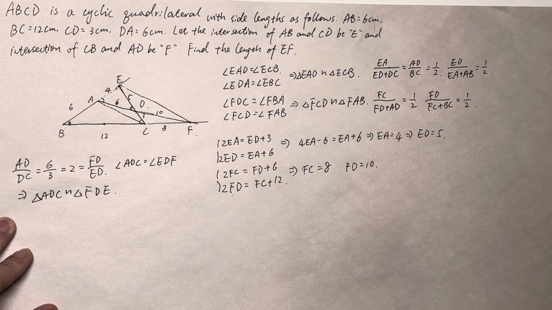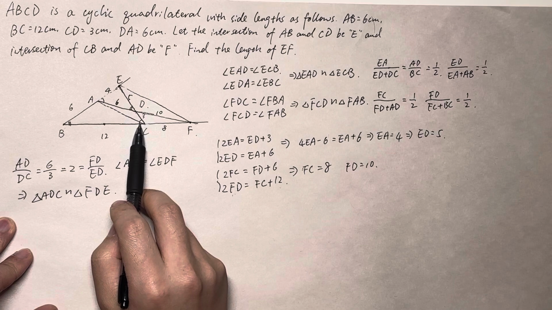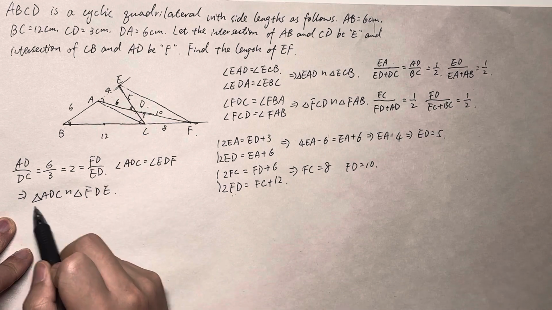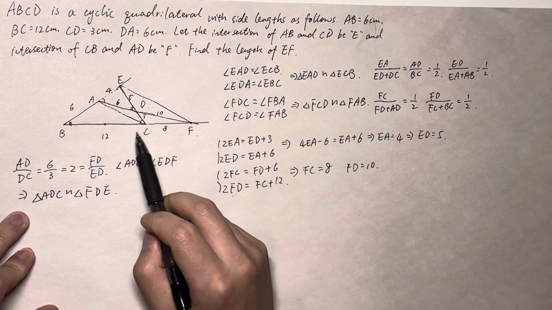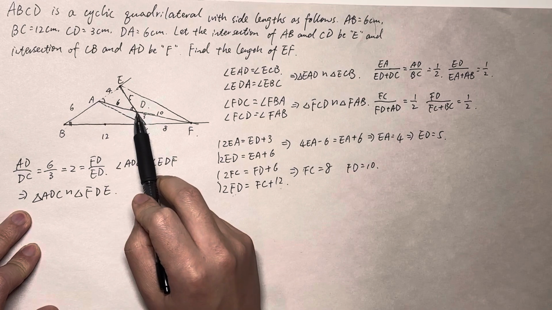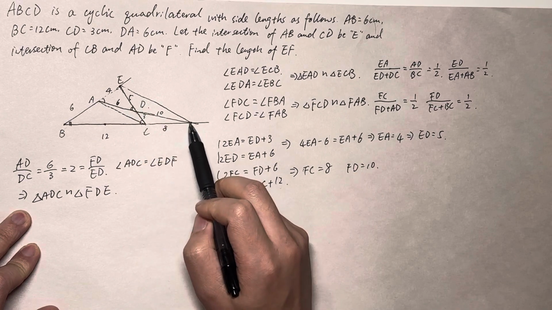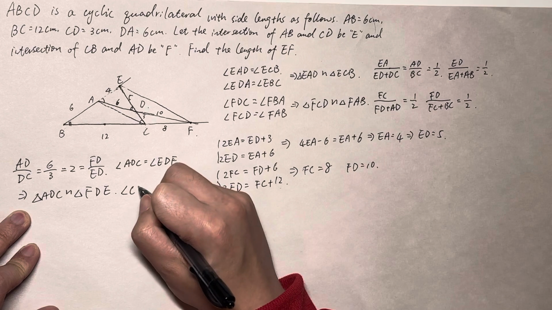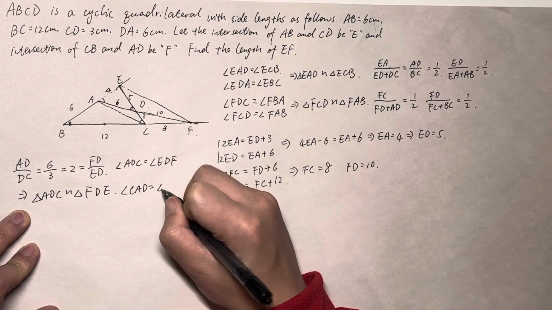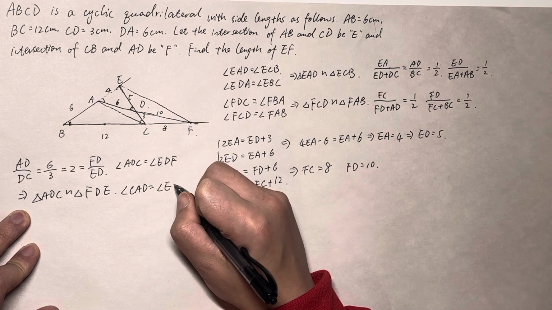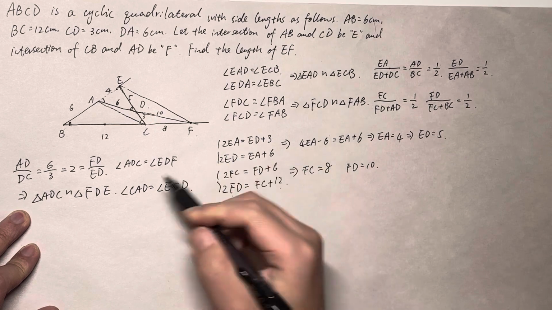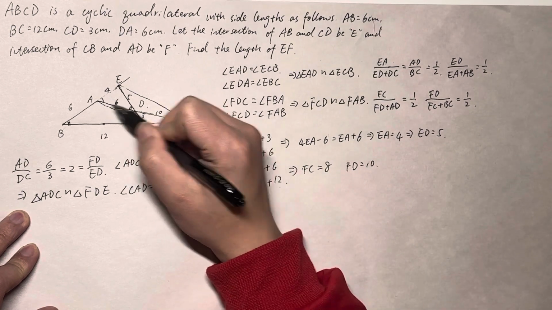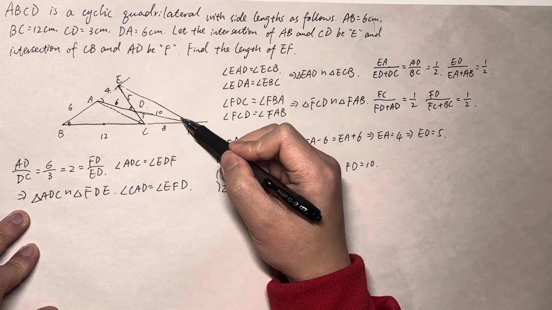Right? So we want to know the length of AC. Based on this one, triangle ADC is similar to triangle FDE. We know that angle CAD equals angle EFD, right? This angle CAD, this one, equals to this one.